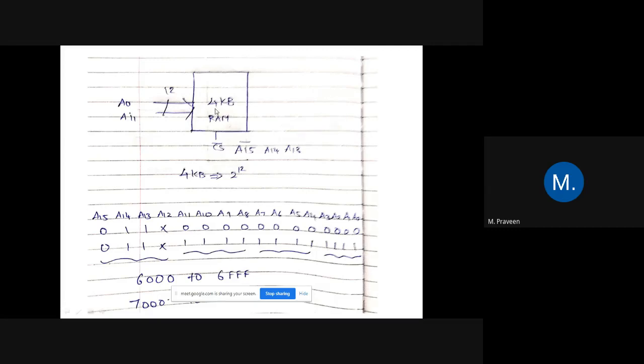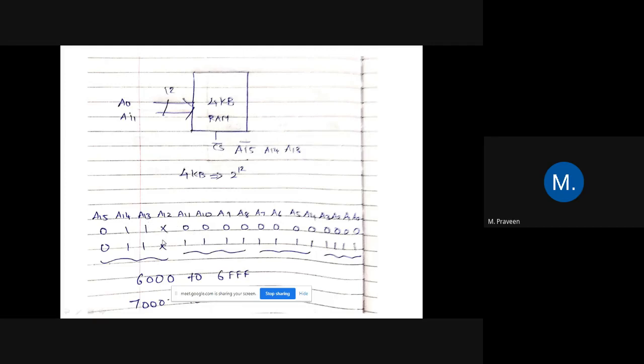Therefore, the starting address of the 4 KB RAM memory is from 0, so A0 to A11 all 12 pins will be 0. The ending address of the RAM is when A0 to A11 all the pins are high. If A0 to A11 are all low, then it's the starting address. If A0 to A11 are all high, that is going to be the ending address here. So therefore A0 to A11 all the pins will be high here.